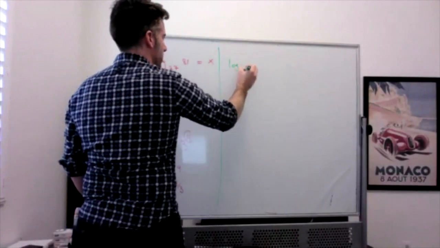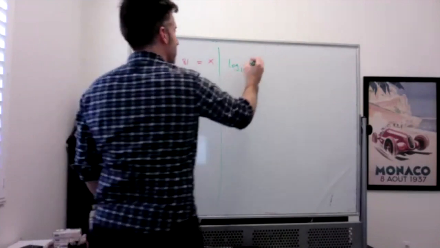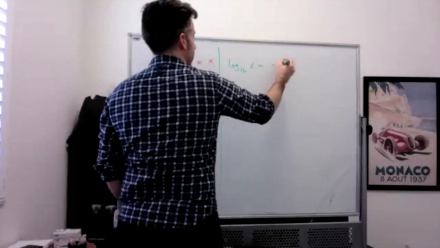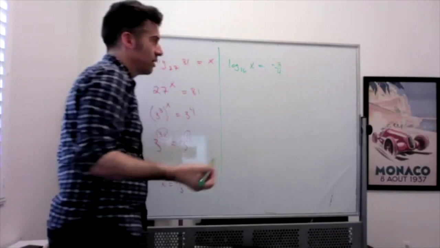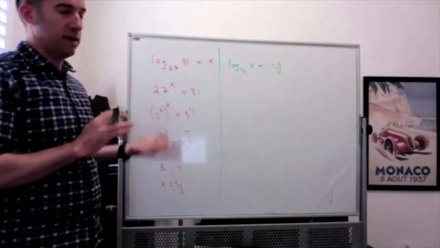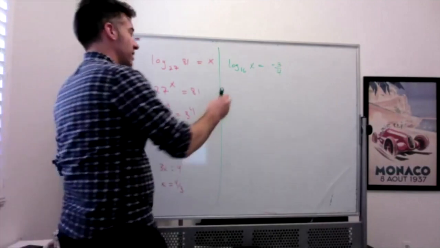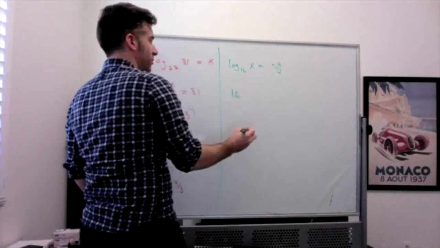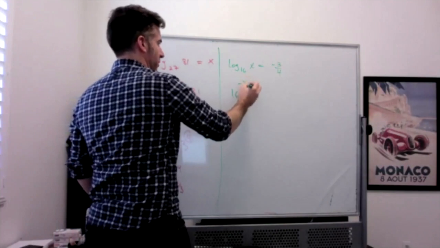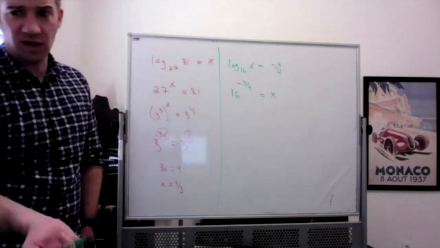Log base 16 of, what do we got here? x equal to negative 3/4. So again, a lot of these logarithmic questions really depend on our ability to rewrite this as an exponential equation. So I'm going to rewrite this as my base, which is 16, to the power, which is negative 3/4, equals x. There's kind of two different ways to go here.